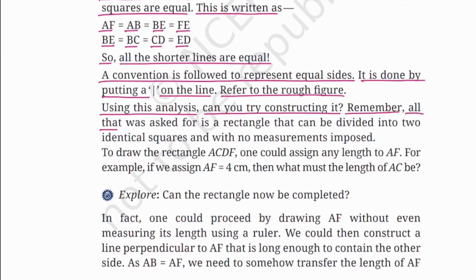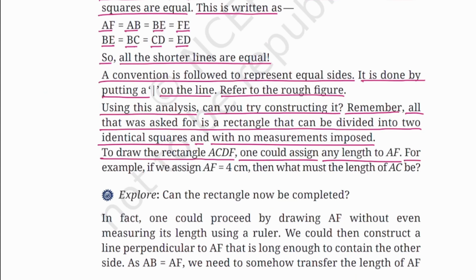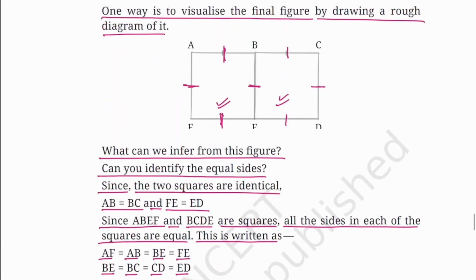Remember, all that was asked for is a rectangle that can be divided into two identical squares and with no measurements imposed. To draw the rectangle ACDF, one could assign any length to AF. For example, if we assign AF is equal to 4 cm, then what must be the length of AC? If AF is equal to 4 cm, then AC will be double of 4 cm, that is 8 cm.